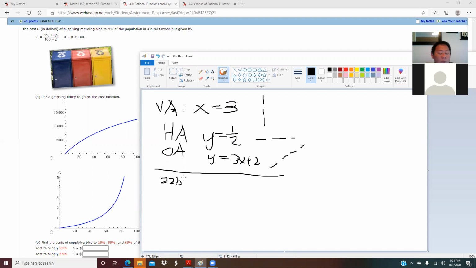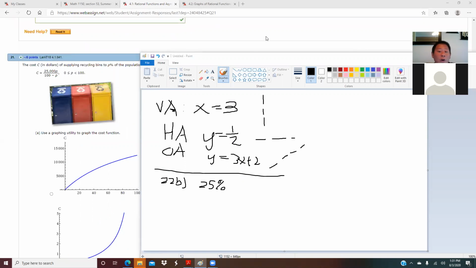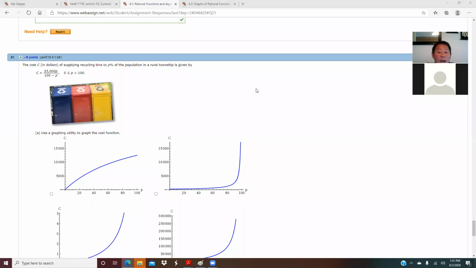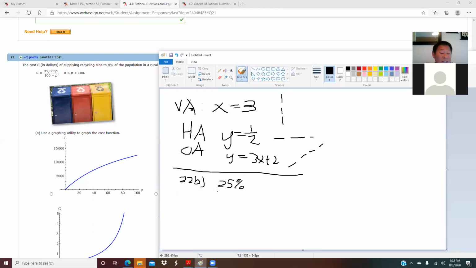They want you to do 25% of it. So when you put 25% into this, look at this question carefully: your P in this case is in percent. So when you do this, you do not need to change it to a decimal. You just plug it in here. So C in this case will be 2,500 times 25. No, don't change to 0.25. 100 minus 25. And then you use your calculator and you get your answer.